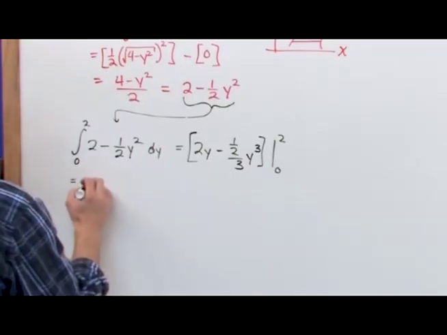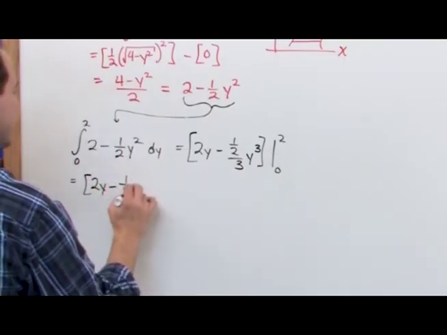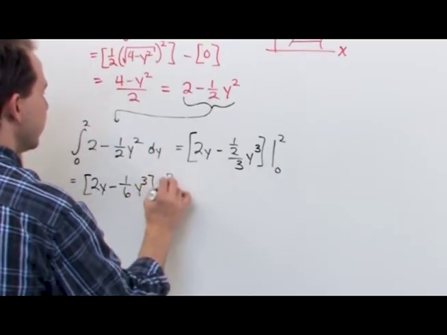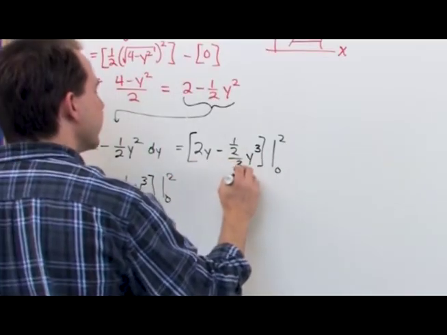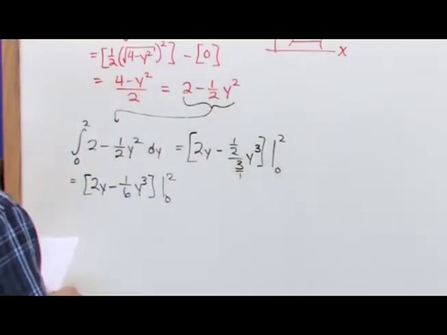So what I'm going to have here is 2y minus 1/6 y cubed evaluated from 0 to 2. It's 1/6 because this really is 3 over 1. I can take him and flip him over and multiply, so I'm going to have the 1/6 there. Okay.